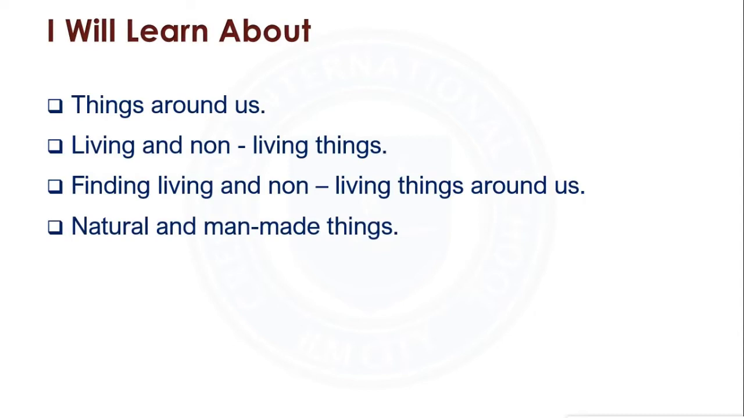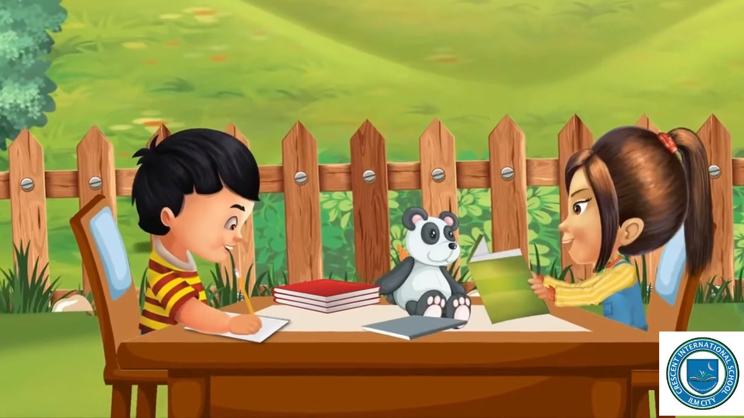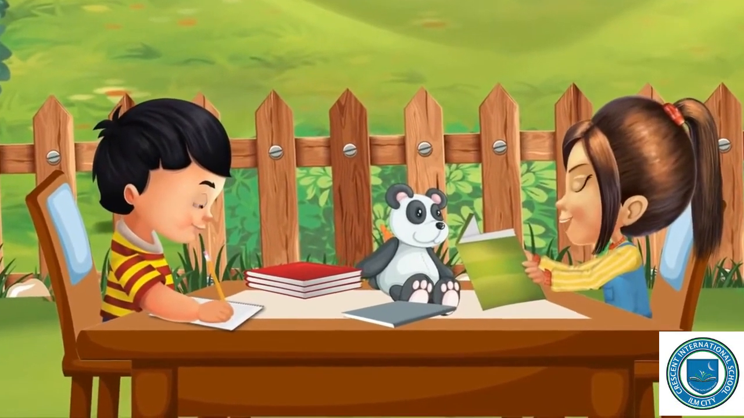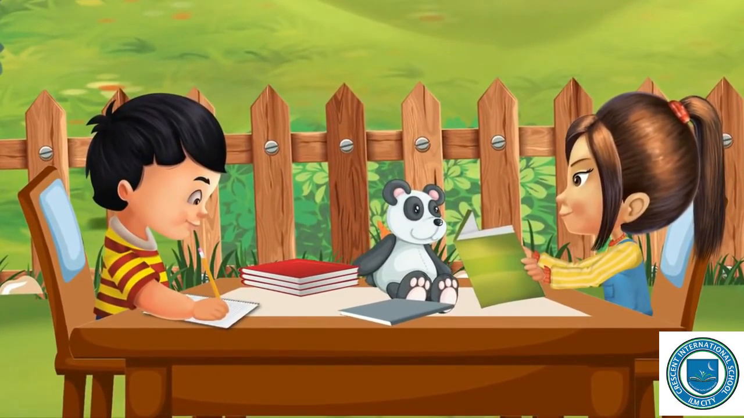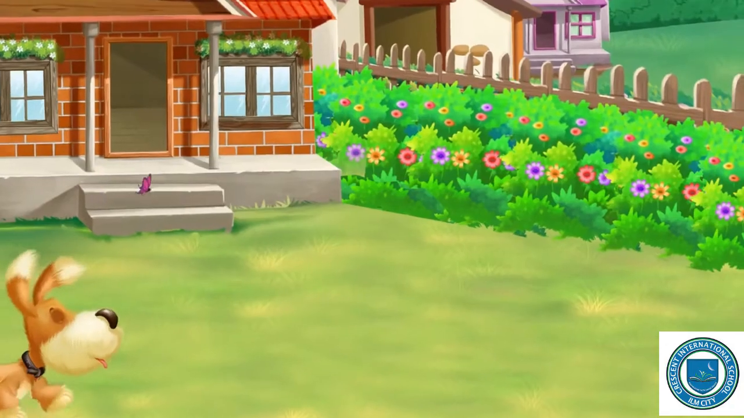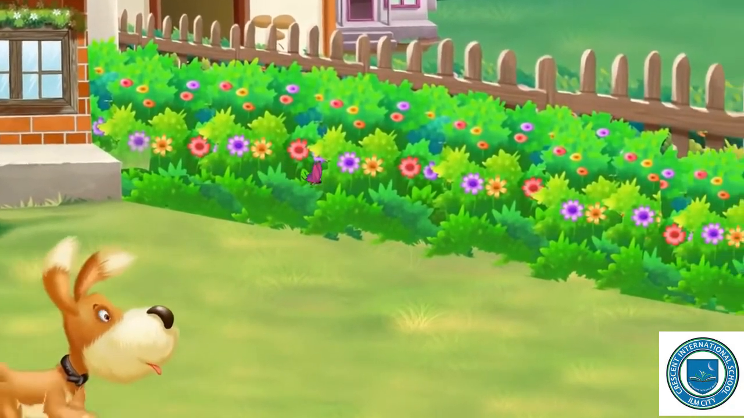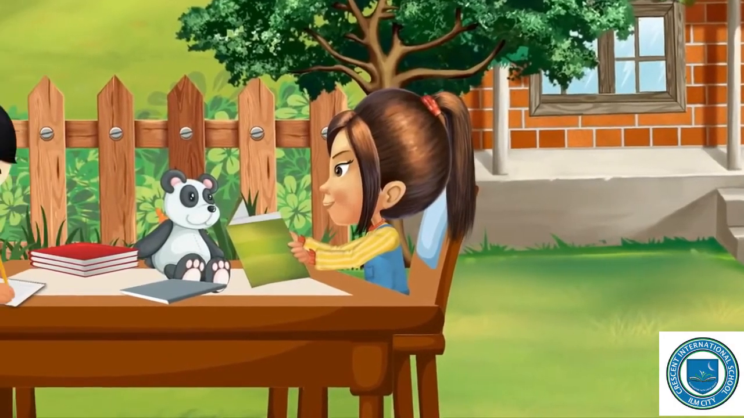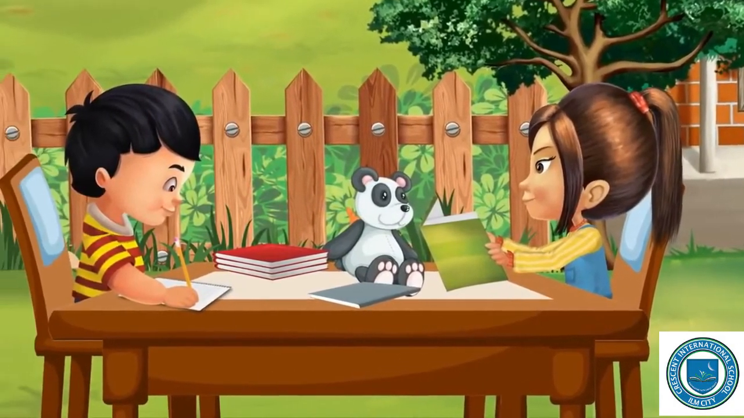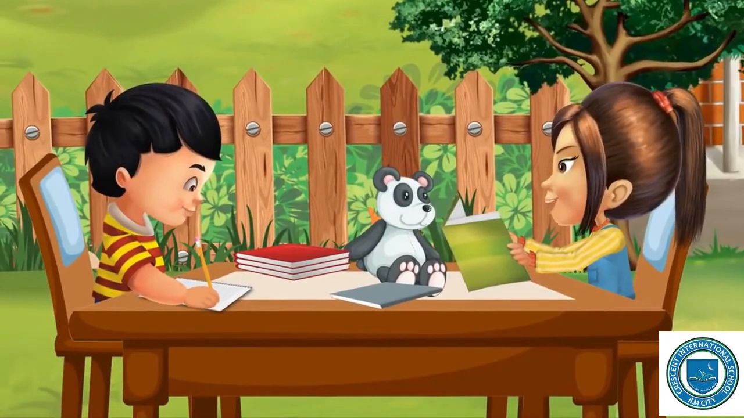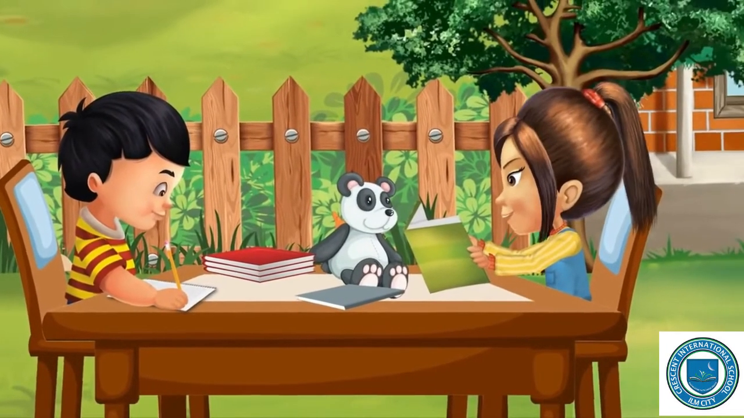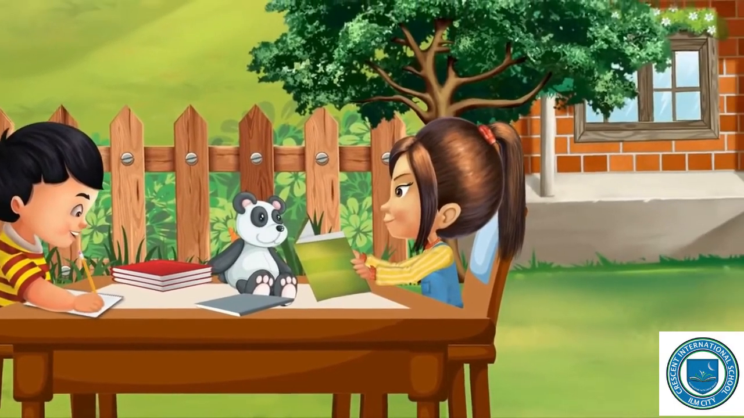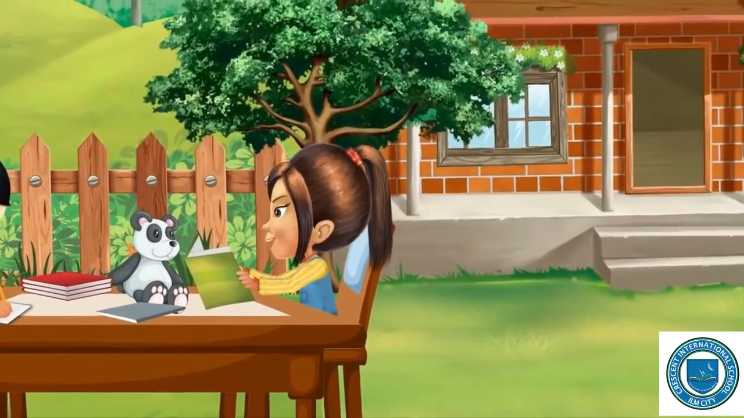So let's begin. Sid and Alicia are doing their homework in the lawn. Come, let us join them. Look, Diamond is running behind a butterfly. Alicia and Sid, on the other hand, are sitting on a chair and are busy studying. We can see that Sid and Alicia are surrounded by many things.